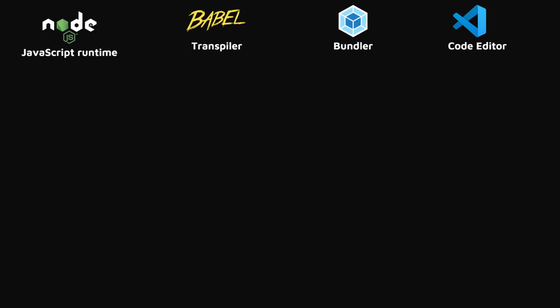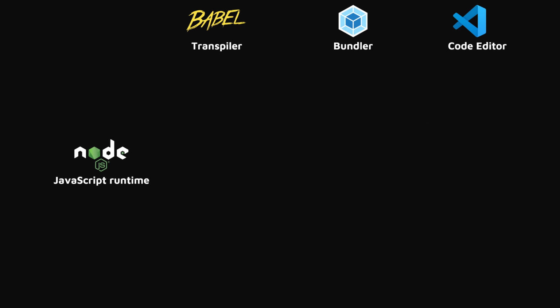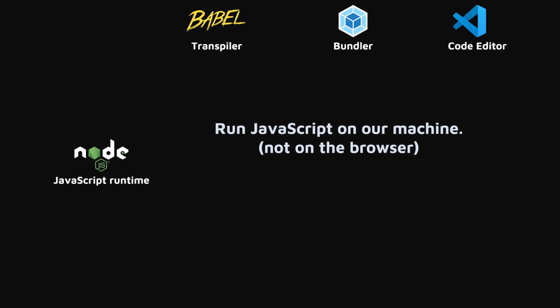So for Node.js, it's a JavaScript runtime, and this means that you can run JavaScript on your machine without the need of using a web browser. Also, when you install Node.js, this comes with the Node Package Manager (npm) that we use to install all the dependencies that we need for our project.